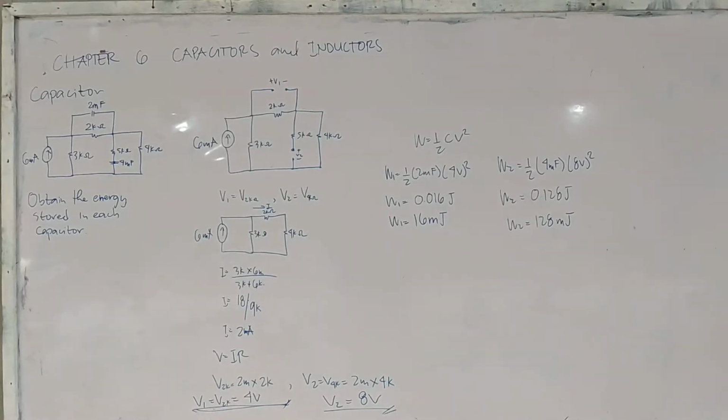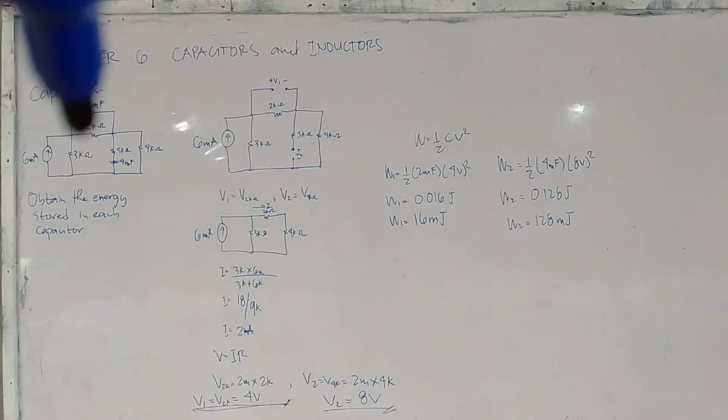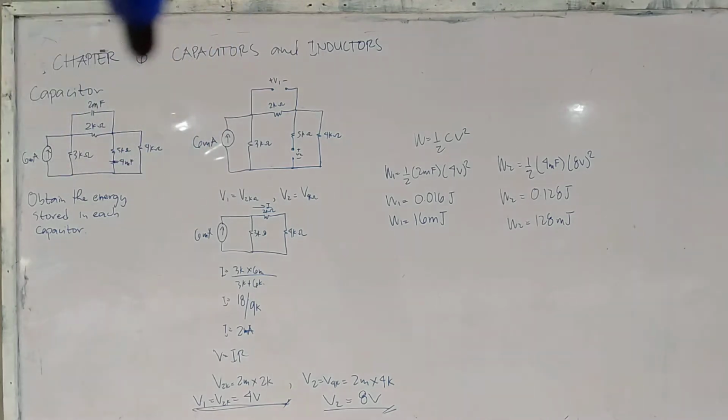Okay, guys. So let's have an example of what I'm saying: during a DC current supply or voltage supply, yung capacitor natin is nag-open circuit. So in this example, in this problem, we have the circuitry, we have a 6 milliampere current source supplying ito na load. So, ang tanong, obtain the energy stored in each capacitor.